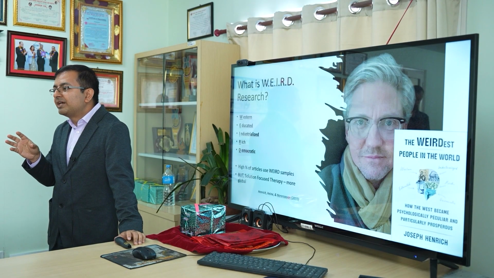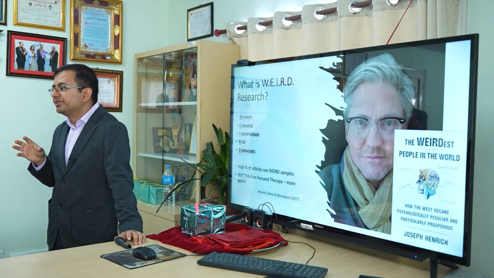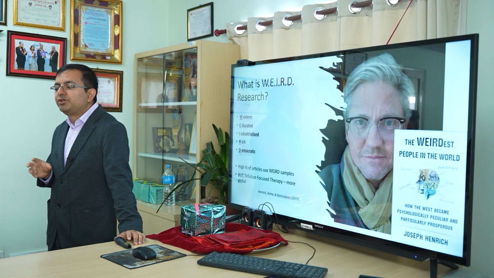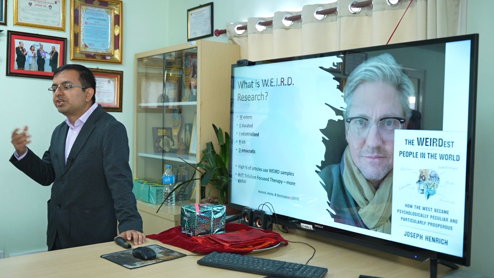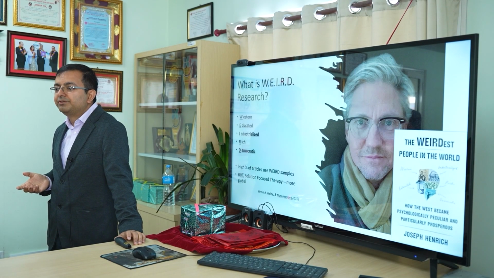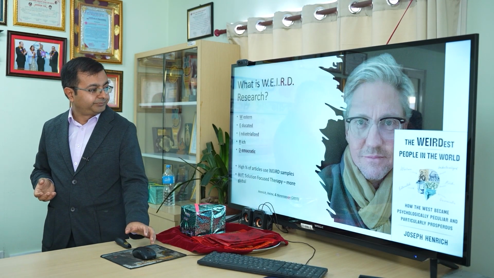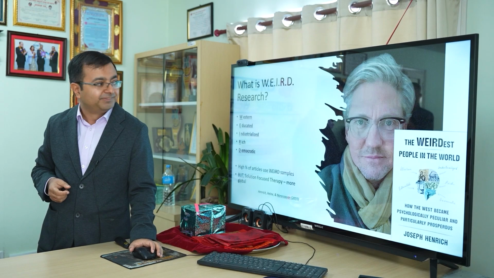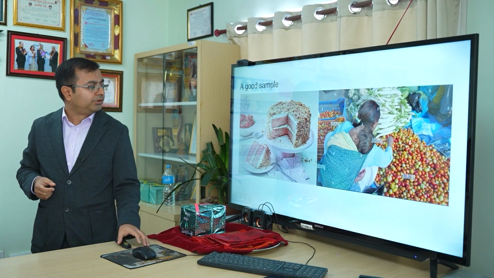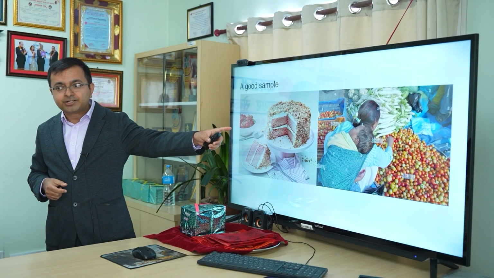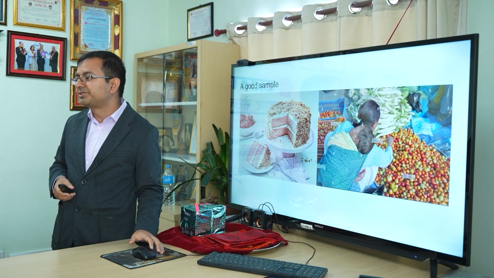So I just want to highlight that sampling is so important. If we select a non-representative sample, your answer is not going to generalize, because we are not interested in what happens to the sample, we are interested in what happens to the population. This is a book on weird samples. So now we understand what is a good sample and what is not so good a sample in research terms.